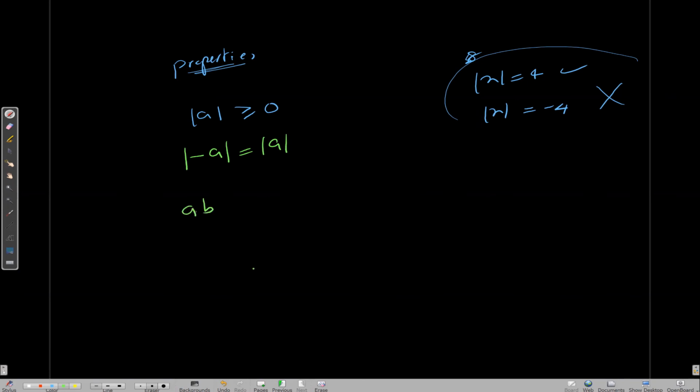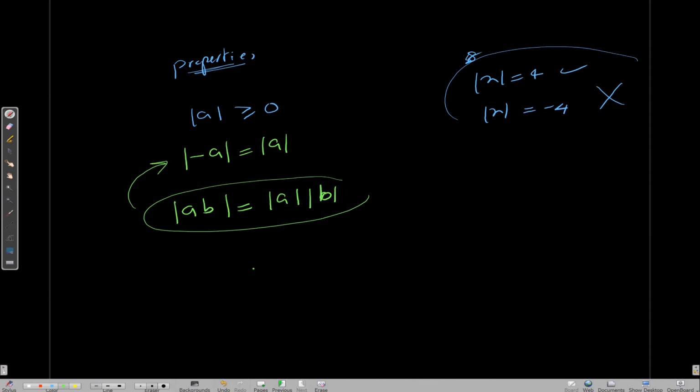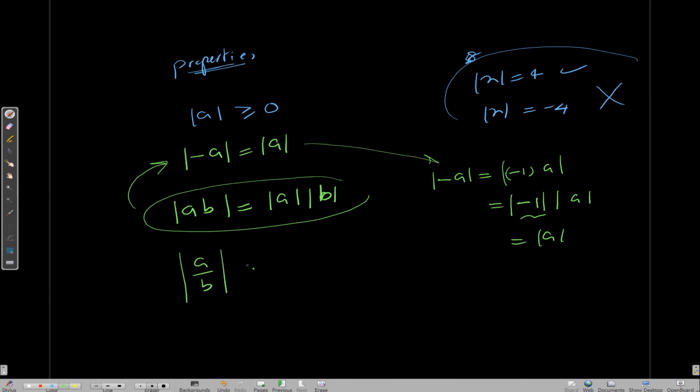Next property, multiplication, absolute value of AB equals absolute value of A times absolute value of B. So you can break it like that. Now using this third one, the second one can be explained. See, negative A is negative 1 times A, right? And it can be broken using the third property, absolute value of negative 1 times absolute value of A. But absolute value of negative 1, we all know that's 1, so that's A. See? And A over B, the division, exactly like multiplication, you can break it up.